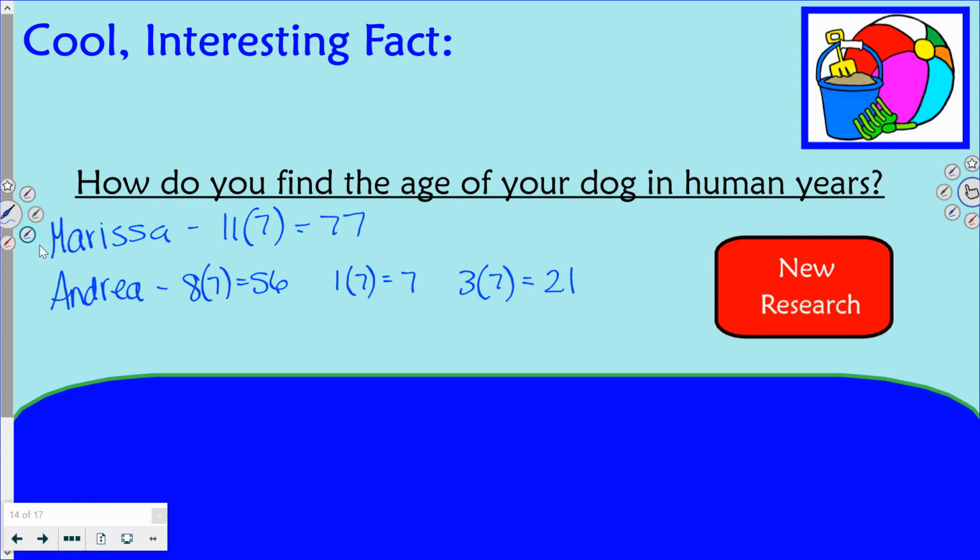You have another dog? How old's your other dog? Okay, well, I'll leave that one there. All right. Who else? Anybody else got dogs? Yeah. 5 years.